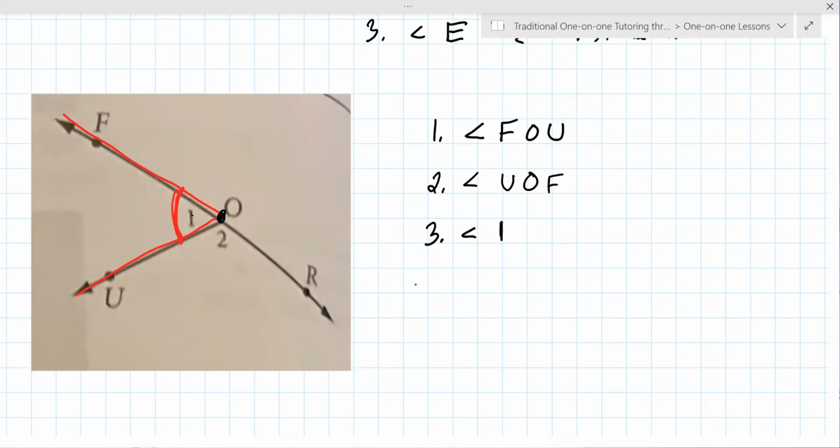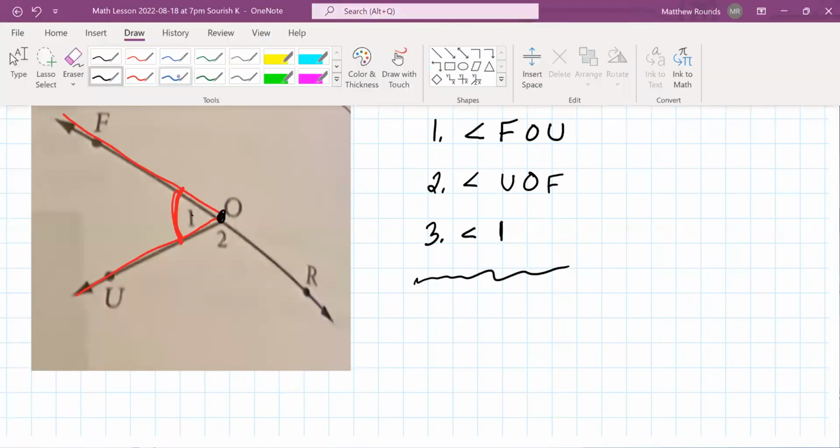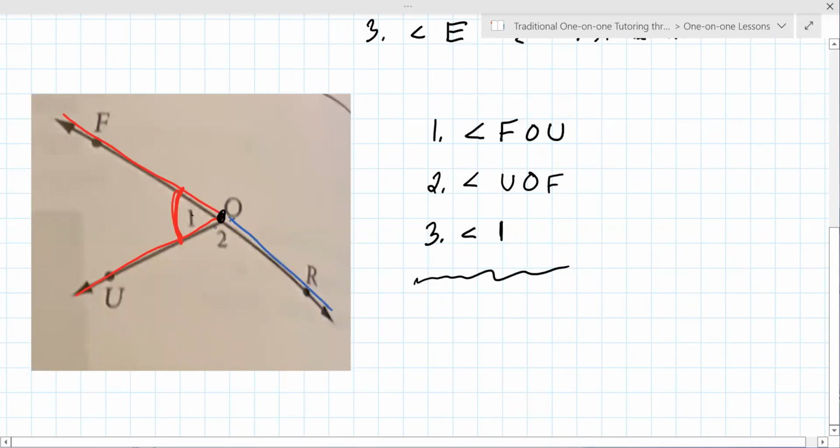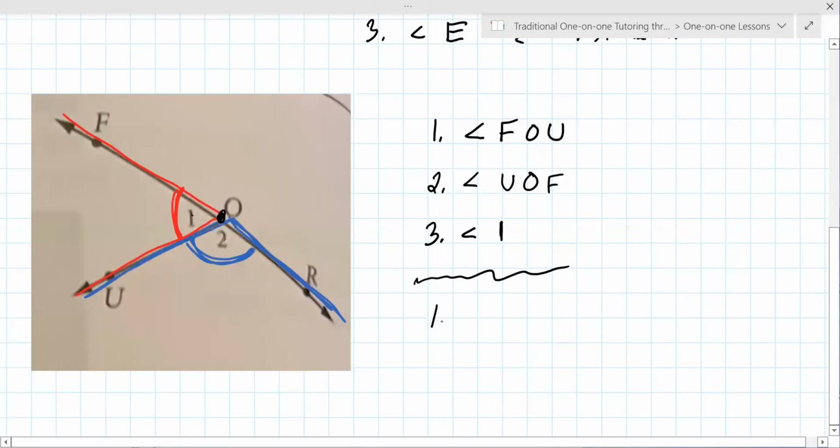Now there's another angle, and I'm going to do that in blue this time. The other angle in blue is this one right here. So the 3 letters that we can use to refer to angle 2, we can start at R, R to O, because O is the vertex, to U, R-O-U.